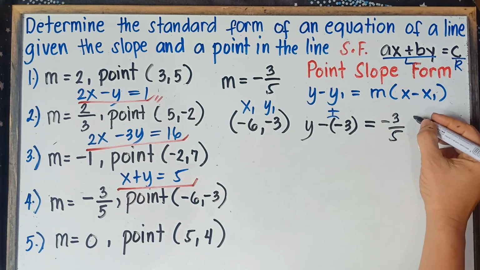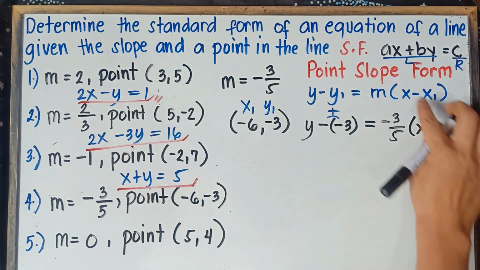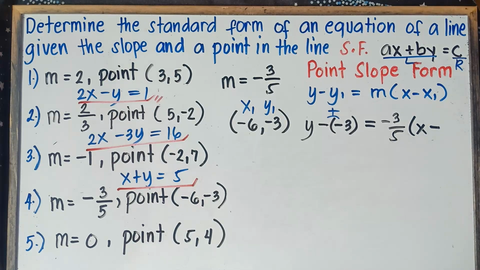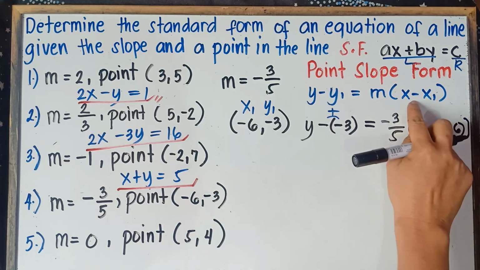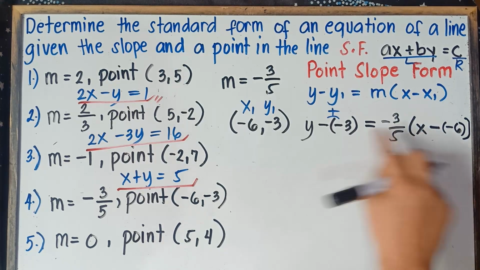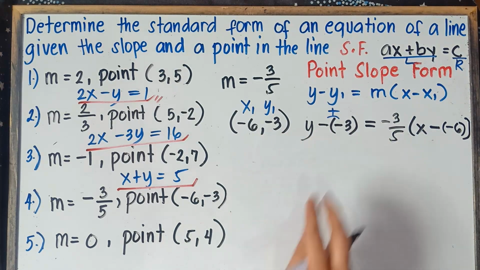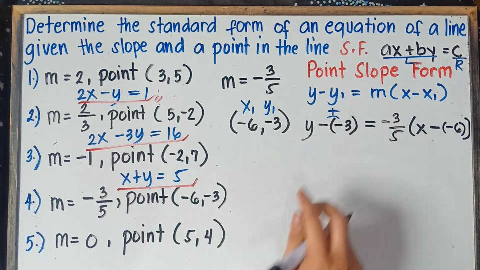And then open parentheses, copy x, copy minus sign. And then the value of x sub 1, that would be negative 6. So therefore, we need to put another parenthesis. So once again, class, this first negative came from the formula. And then the value of x sub 1, that would be negative 6. Alright, simplify this one first. Negative times negative, that would be positive.